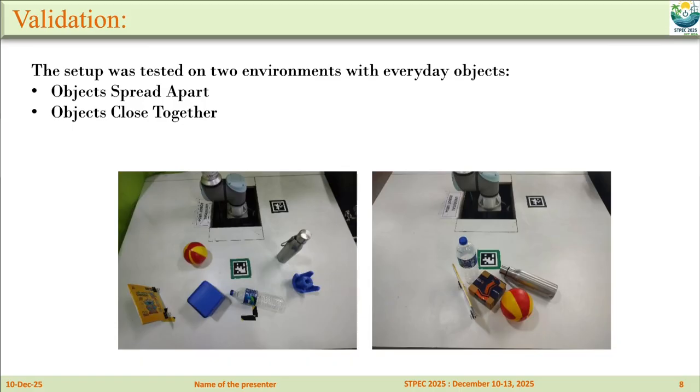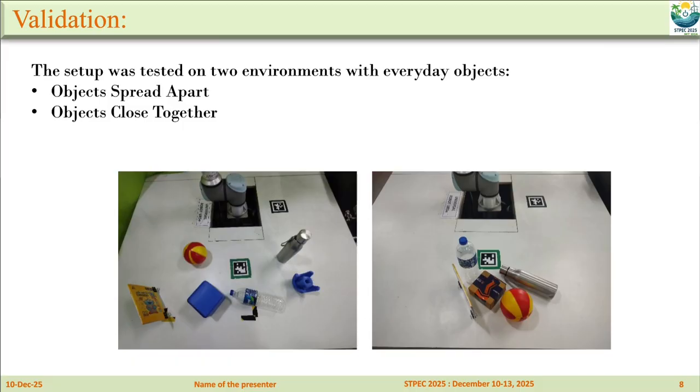So for validation, the pipeline was tested on these two environments with everyday objects. One of the environments had the objects spread apart and the other had the objects close together in a cluttered setup. During testing, it was found that the pipeline worked well for the thin notebook, the cube, and the ball. A grasp pose was generated for the steel bottle, but then the motion planner could not find a path for it. In the case of the transparent water bottle, the depth camera could not generate an accurate point cloud because it was transparent. Nevertheless, with whatever limited points were available, the pipeline was still able to generate a grasp.